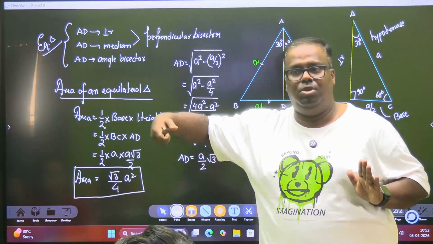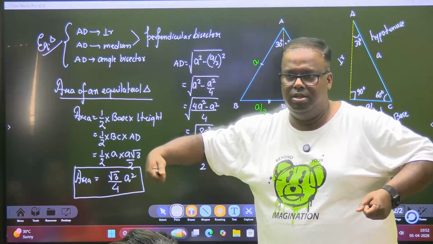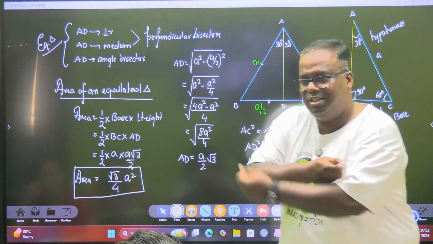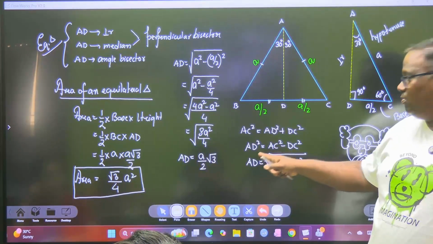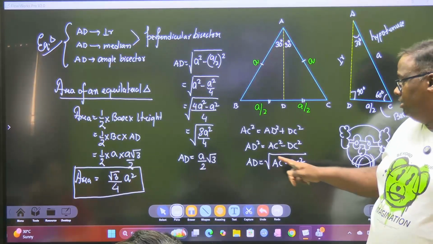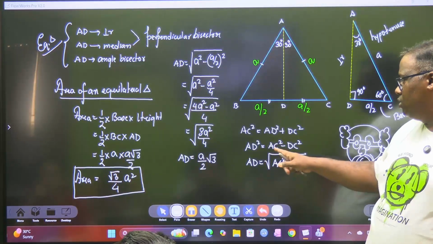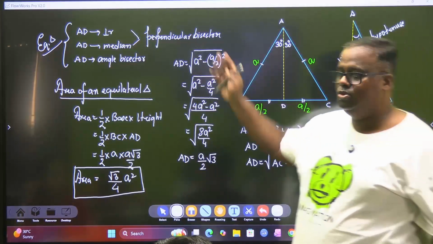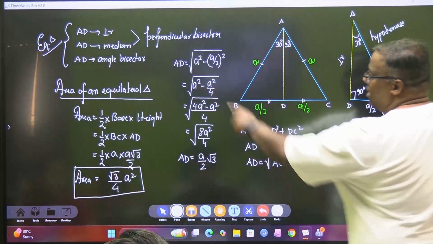This is the vegetable bag. This is the fruits bag. I can interchange, right? It doesn't matter which bag comes home first. So I interchanged. AD square equals AC square minus DC square. Then what should be the value of AD? The square root of this entire expression. Now put in the values. AD is kept as AD.